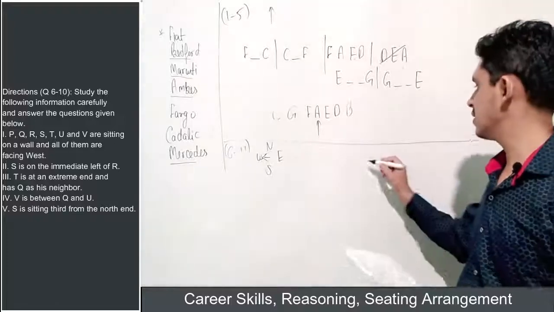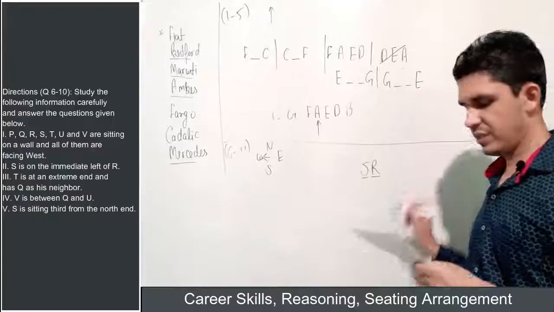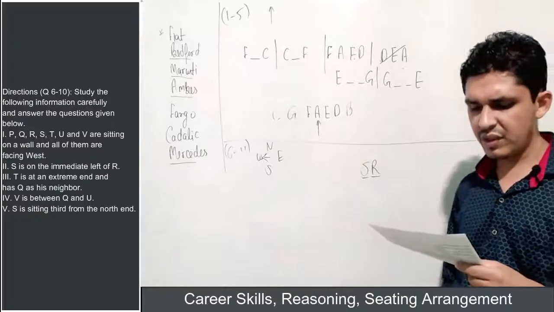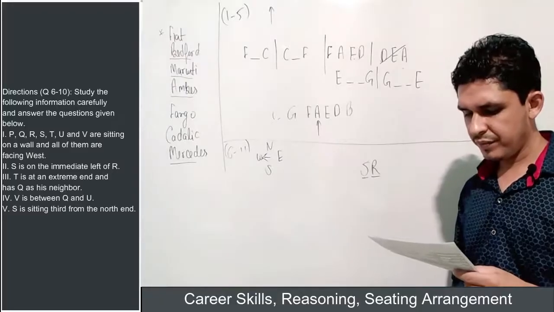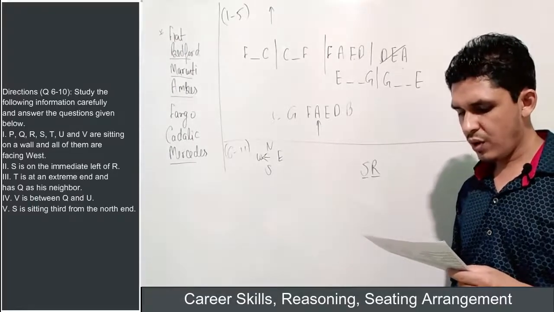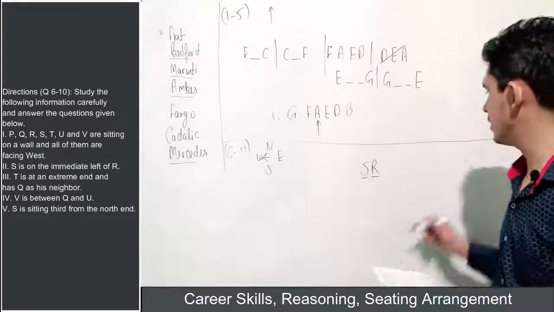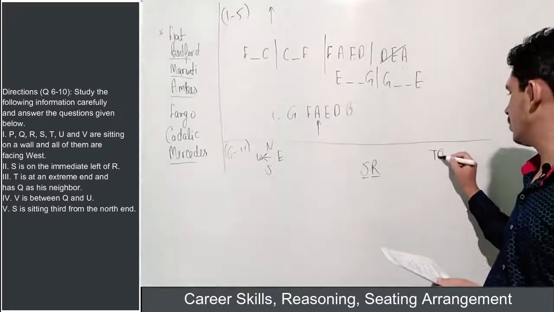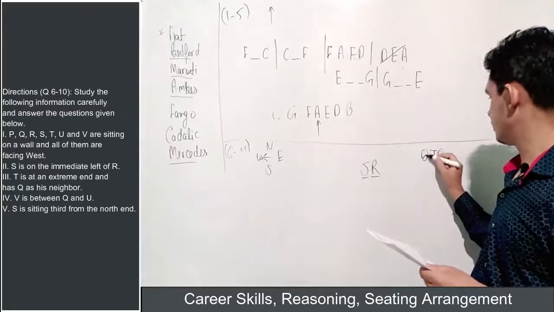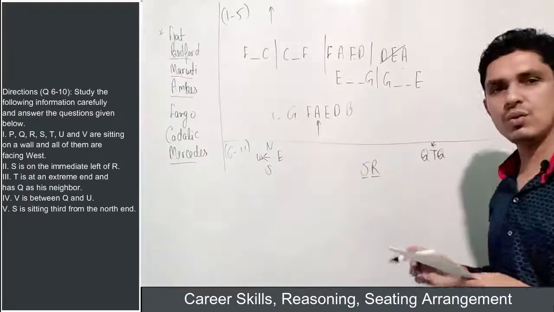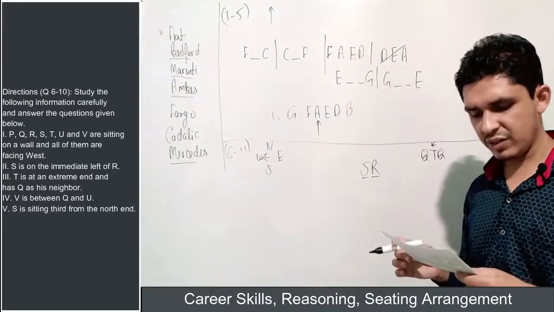So we can phrase that S is on the immediate left of R. This is correct. Thereafter he is saying T is at extreme end and Q is his neighbor. That means T, Q should be there and T is at one of the extreme ends, but I don't know whether T is at the left end or the right end.